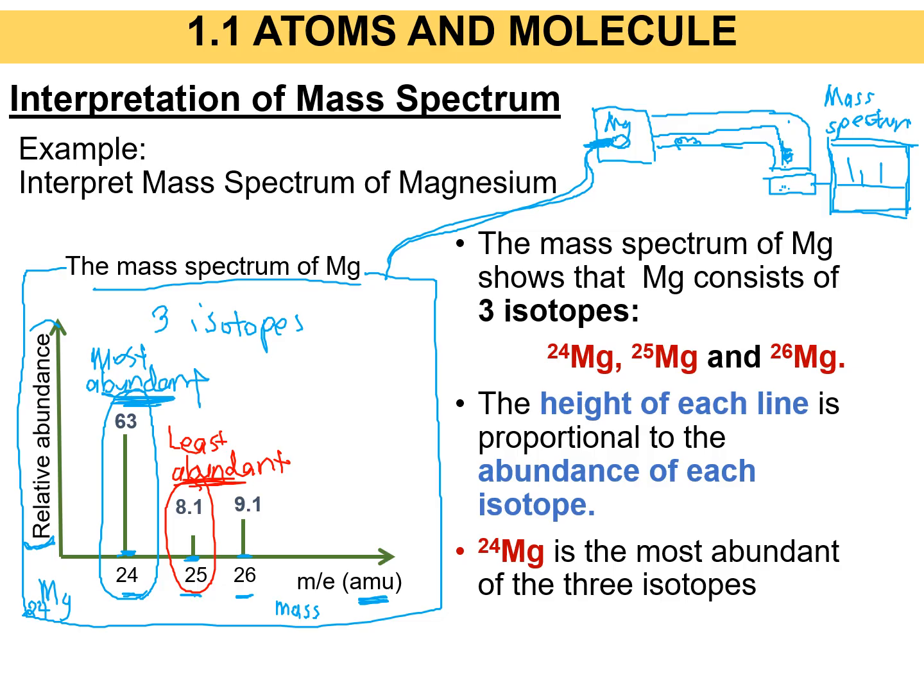Alright, the height of each line, if you look here, it says the height of each line is proportional to the abundance of each isotope. So that's why the tallest is the most abundant, and the lowest is the least abundant. Basically we can conclude here, magnesium 24 is the most abundant of the 3 isotopes.